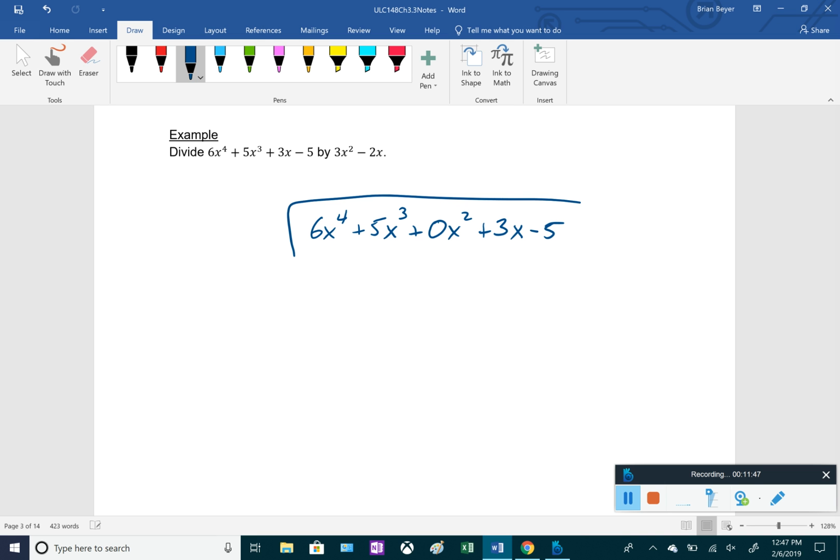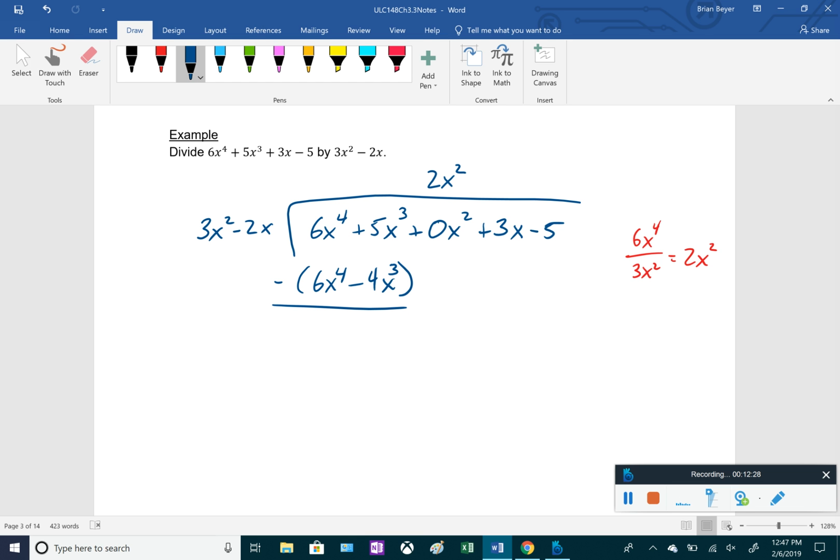So technically it's not 100% necessary for long division, but I definitely recommend that you do it. We're dividing this by this. Okay, so for the first terms, 3x squared times what is going to give us 6x to the 4th? 6x to the 4th divided by 3x squared is 2x squared. So that's going to be plopped right here. Multiply that through the divisor, we get 6x to the 4th minus 4x cubed.